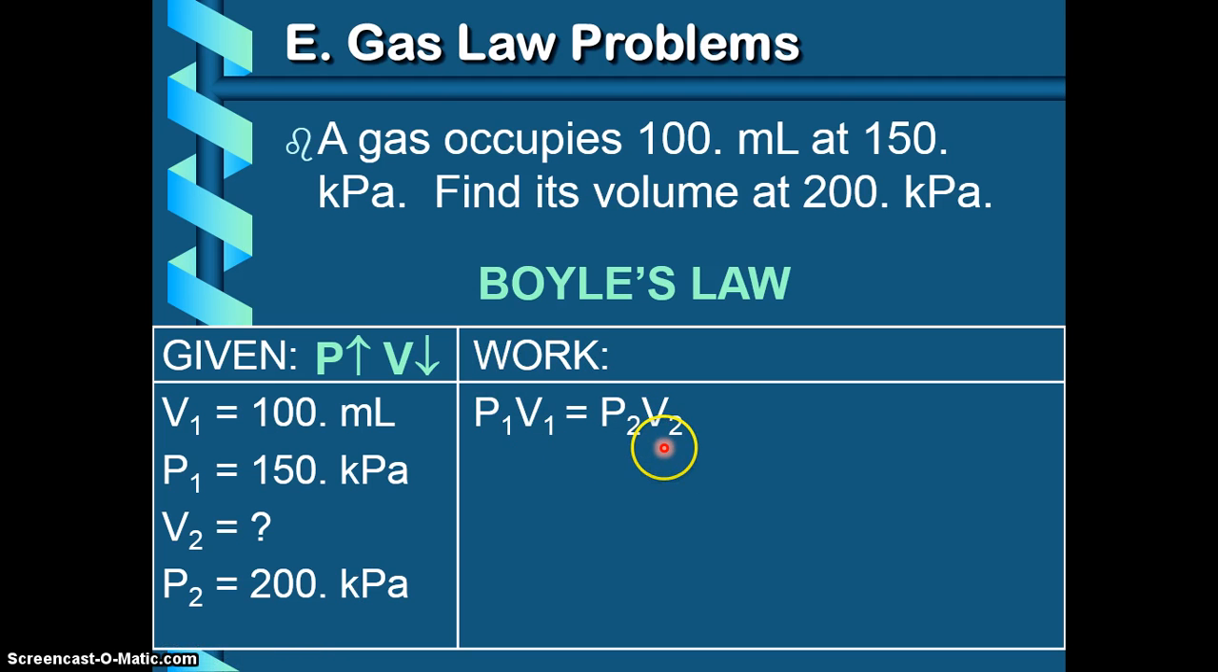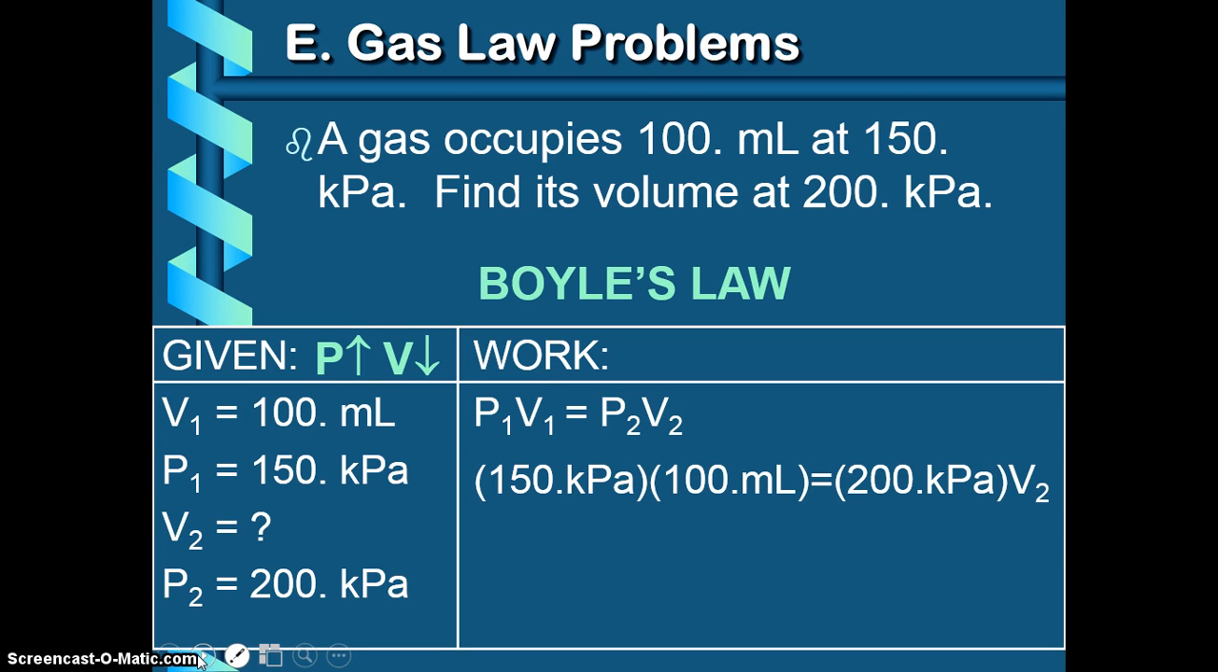This is the way we use Boyle's law. We set them equal to each other because they are the same gas at the same number of moles and the same temperature. So we insert the information that we have, and we solve for what we don't have, which is the second volume. Once you do the easy math, we find out that the second volume is 75 milliliters. You need to ask yourself, is that a reasonable answer? We went from 150 kPa to 200, so we've increased the pressure. We should have decreased the volume, and we did. We went from 100 to 75 milliliters.